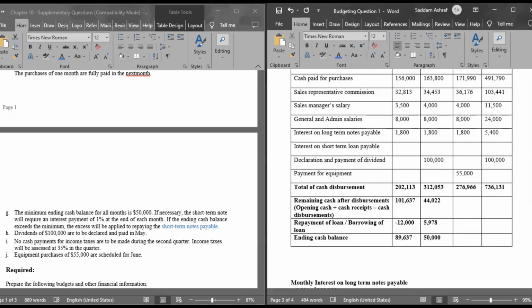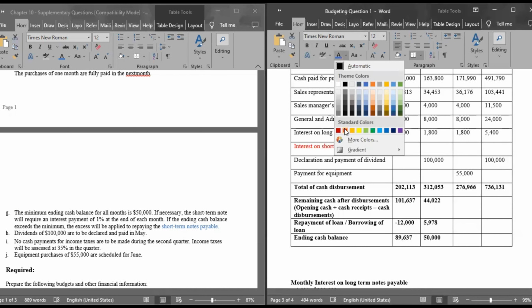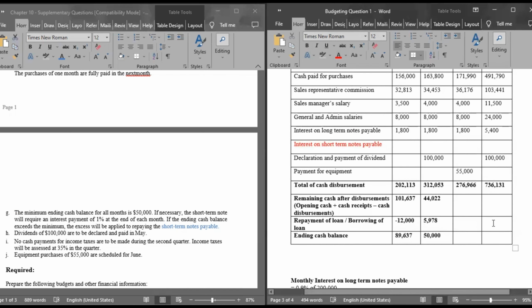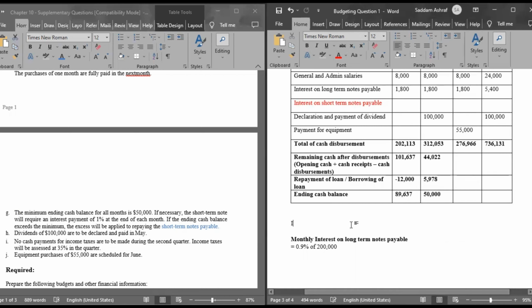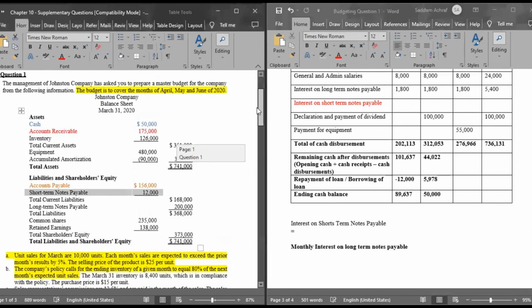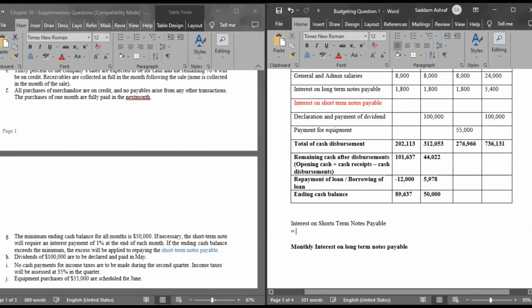One more thing we have just skipped is the interest on short-term loan, short-term notes payable. I'm just highlighting this value we have skipped. In the month of April, we need to calculate the interest for that month. The amount of notes payable is 12,000, as given in the balance sheet.